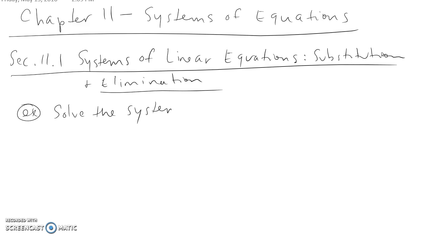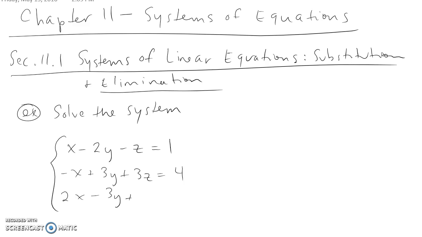So let's go ahead and solve the system. x minus 2y minus z equals 1, minus x plus 3y plus 3z equals 4, 2x minus 3y plus z equals 10, right? Now this is 3 equations in 3 variables, right? And what are we looking to do? We're looking to find out that x equals something, y equals something, and z equals something. We're looking to find those 3 values.